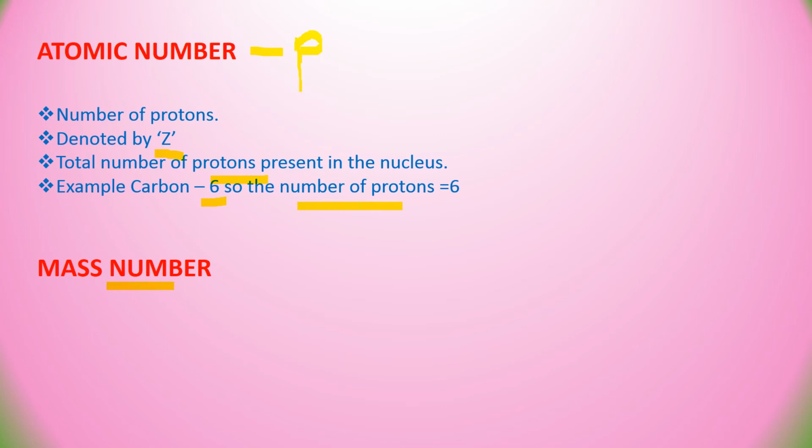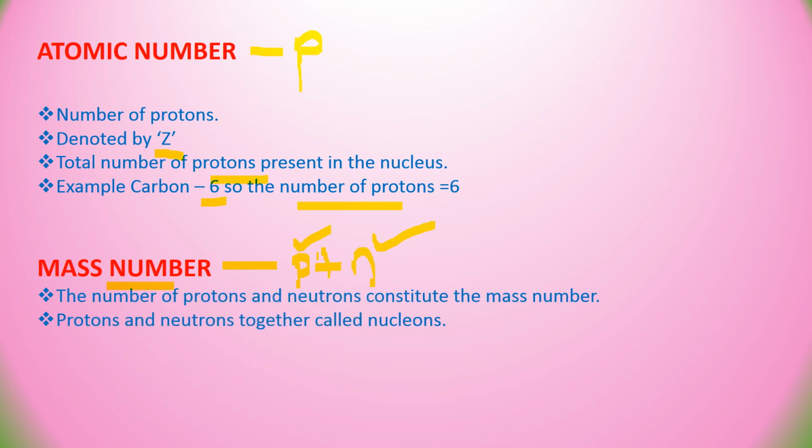Now, mass number. When mass number comes up, you have to calculate or remember P plus N, that is proton plus neutron. Remember, proton plus neutron. So what is a mass number? The number of protons and neutrons constitute the mass number. That means when you add the protons and neutrons, you will get the mass number, that is weight.